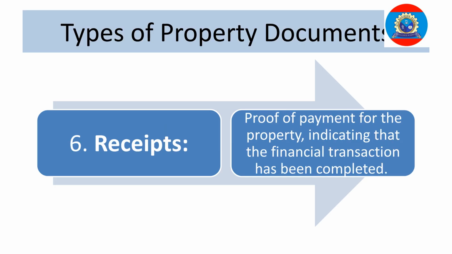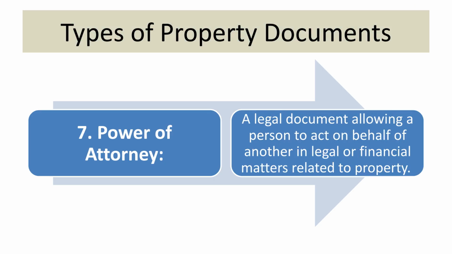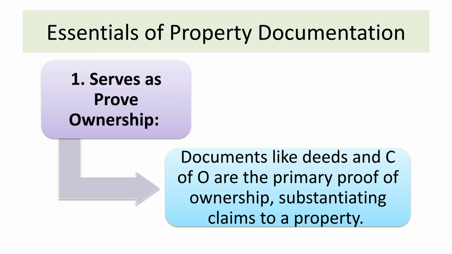Receipts are crucial property documents, as they serve as proof of payment for the property, indicating that the financial transaction has been completed. Lastly, a power of attorney is a legal document that allows one person to act on behalf of another in legal or financial matters related to the property. Property documentation is essential because it serves as proof of ownership.